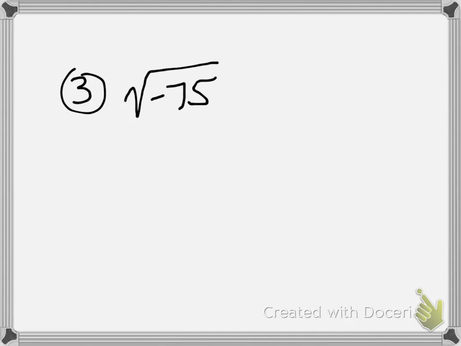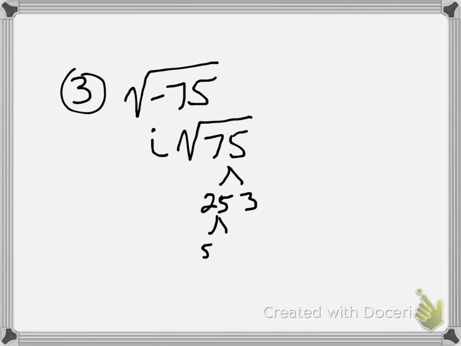Alright, remember, anytime that you have a negative underneath your radical, it means it's going to be imaginary. So it's i square root of 75. And then you want to break down that 75 as far as you can. So I'd say 25 and 3. So 5 and 5. I do have a pair of 5s. So this should have been written as 5i square root of 3. That's our final answer.